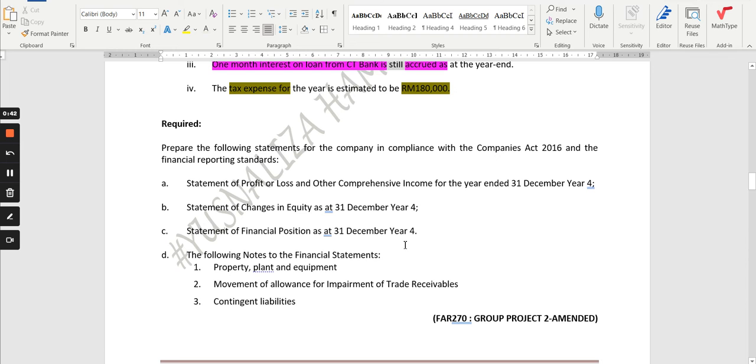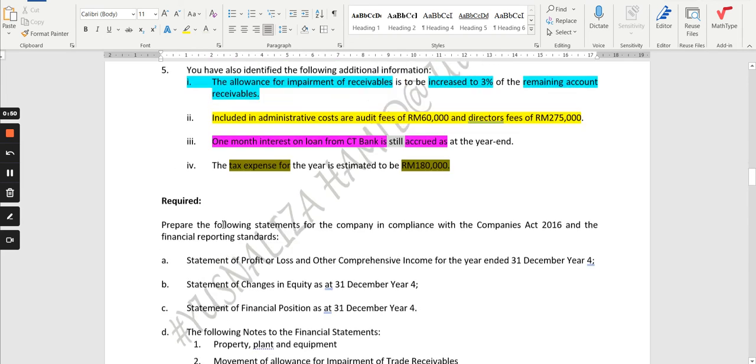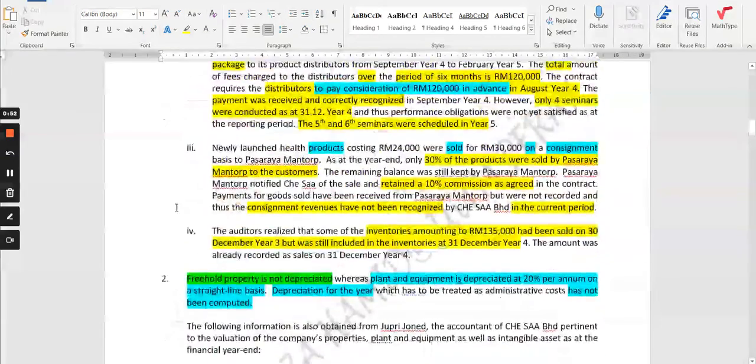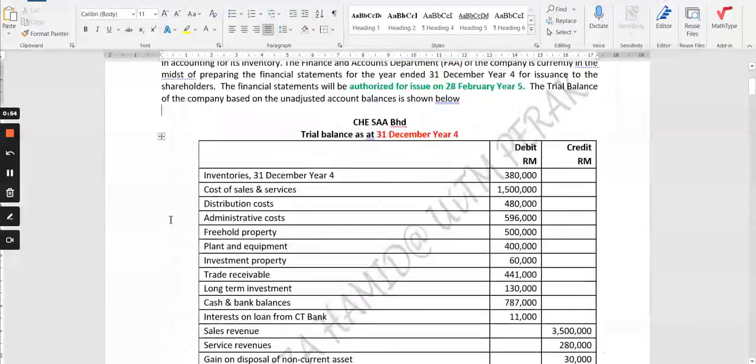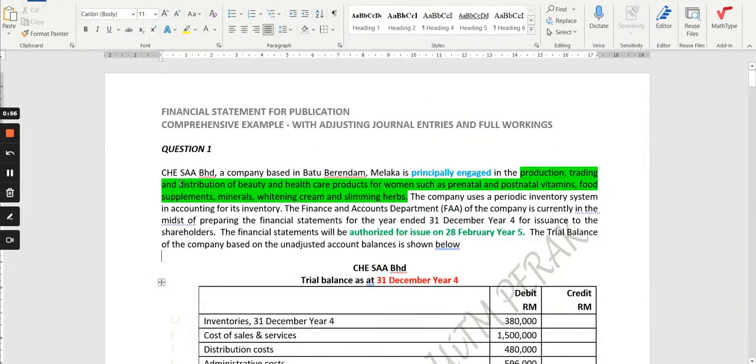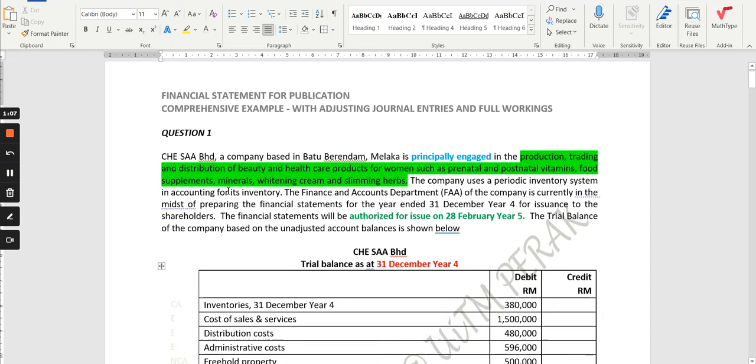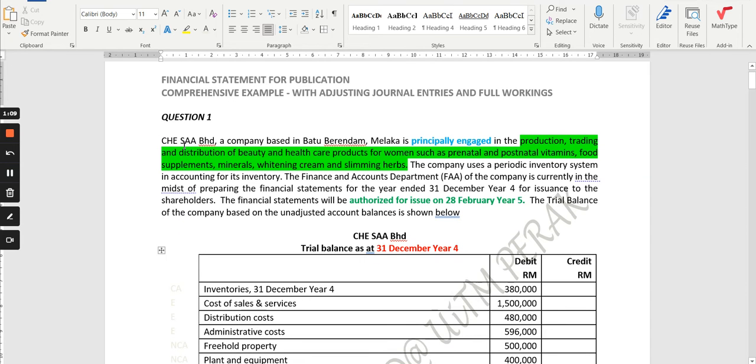And this is taking a previous semester's group project for FAR270. This was the old group project, and I've already amended this group project to suit the current syllabus of FAR270 that is effective not only this semester, but it was effective last semester. Let's start. So this is a question.